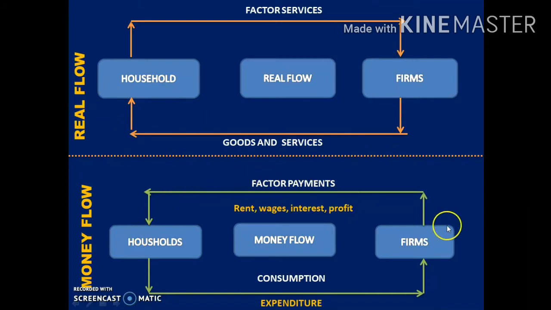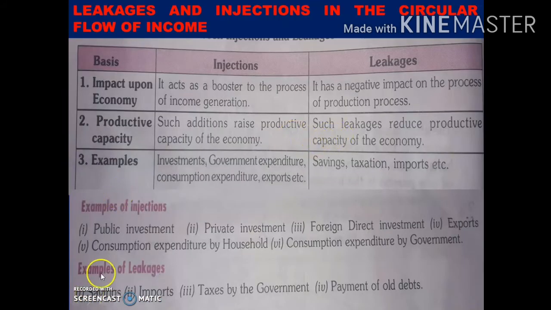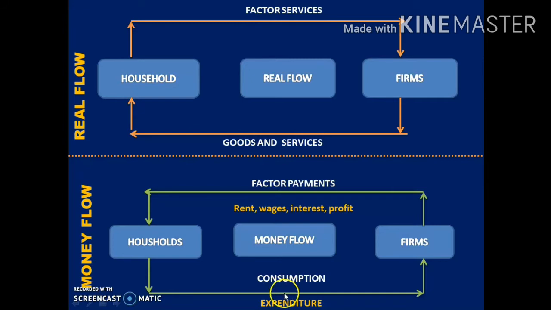Here you can see that from firms, factor payments have been given. What are the factor payments? In money flow: rent, wages, interest and profits. From households, what is given? Consumption expenditure. So it is taking in the goods and services. First you can see real flow, goods and services, and in return the consumption expenditure has been given. Consumption has taken place and expenditure in terms of money has been given.